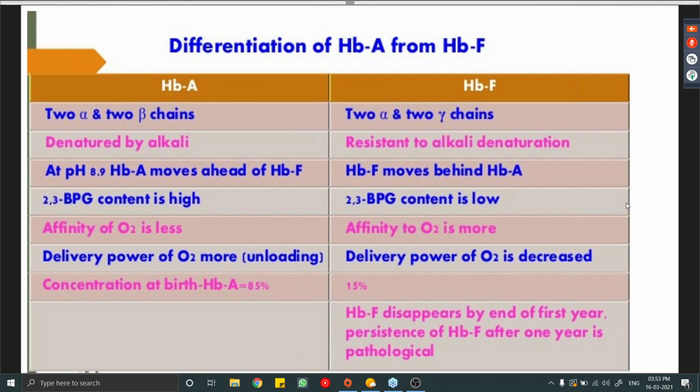These are two adult hemoglobins, 95% HbA1, 5% HbA2, 2% HbF.